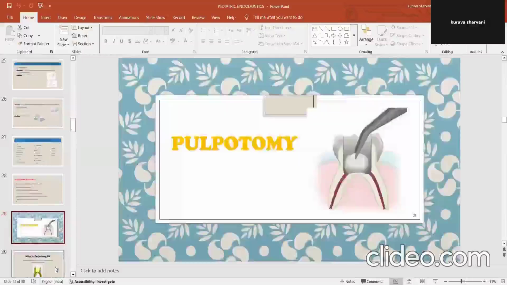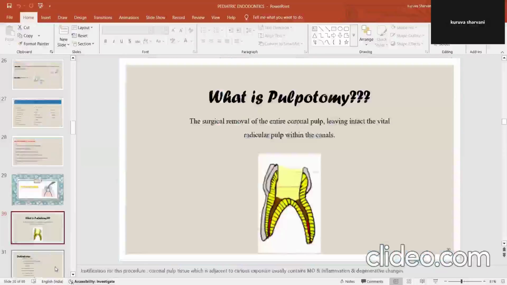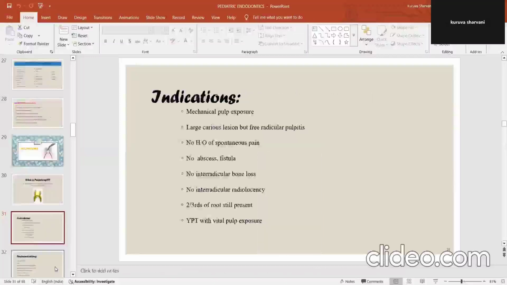Now coming to the major subject, that is pulpotomy. Basic major subjects in pediatric endodontics are pulpotomy and pulpectomy. What is pulpotomy? According to Finn, complete surgical removal of the entire coronal pulp, leaving the vital radicular pulp within the canals. So what are all the indications? Mechanical exposure, large carious lesions but free of radicular pulpitis, no spontaneous pain, no abscess, no interradicular deficiency. As we have said, 2/3 of the root should be present.